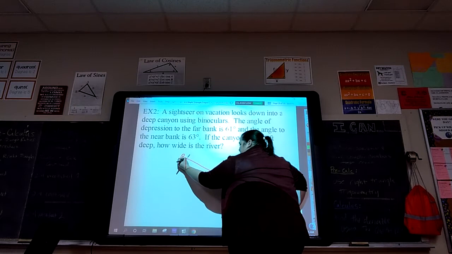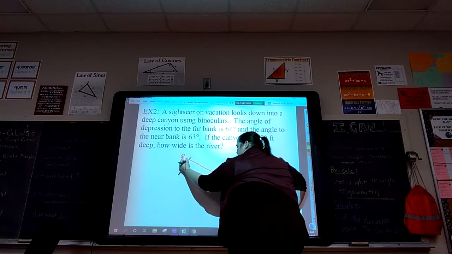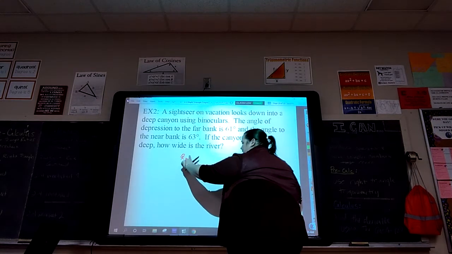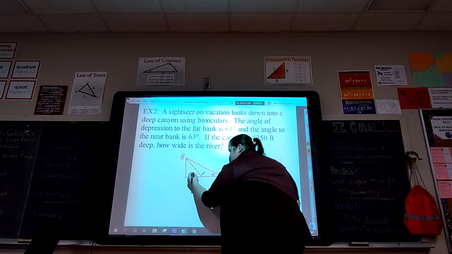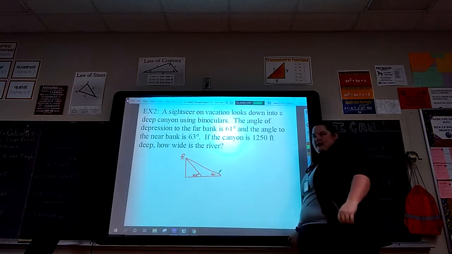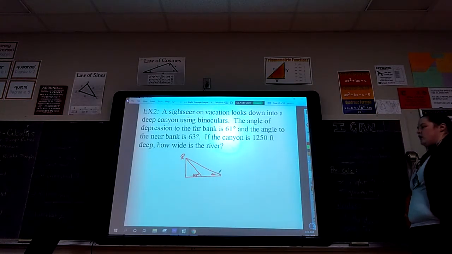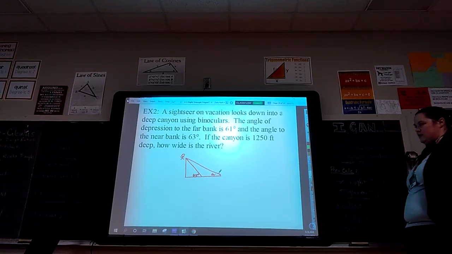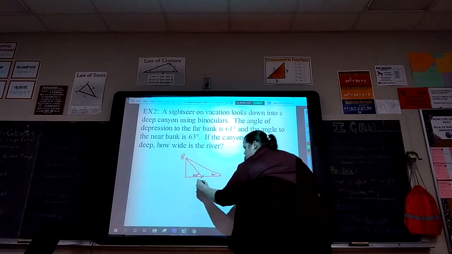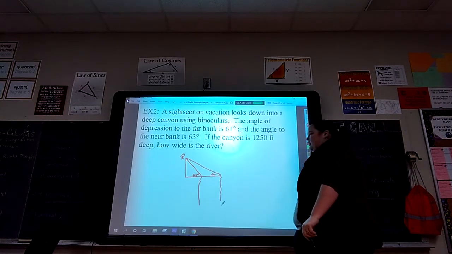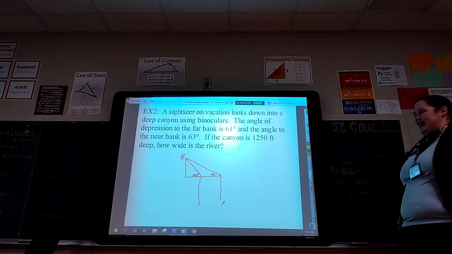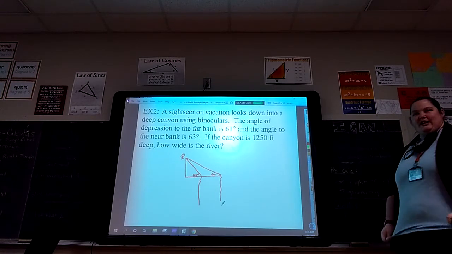So then he turns his head a little bit more and looks down at the closer bank. And again, where that angle would be is kind of out here in space. So where the 63 is going to go is my littler triangle here, right in that corner. So the river is in between those two little triangles.